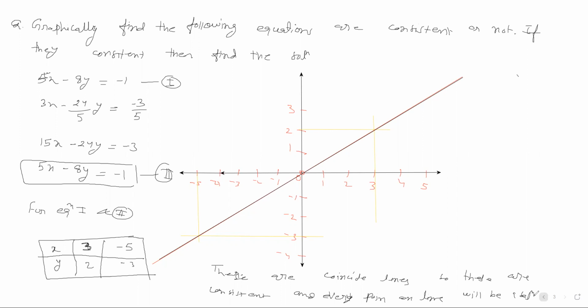So this is the concept of consistency and inconsistency of a pair of linear equations in two variables. In the next lecture we will solve some more questions on pairs of linear equations in two variables.